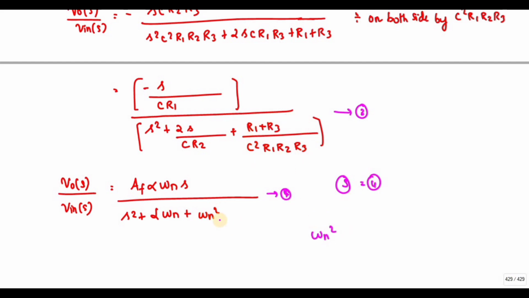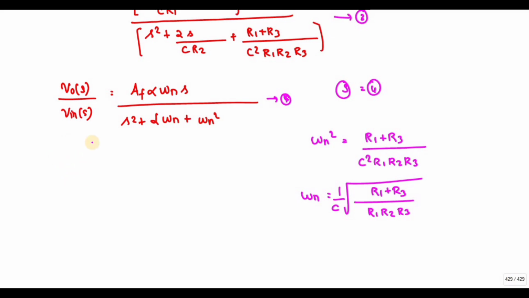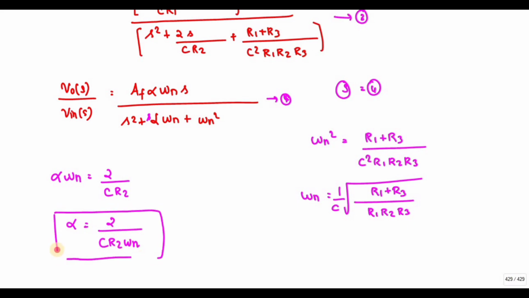So how does this omega n square look like? Omega n square is nothing but R1 plus R3 divided by C square R1 R2 R3. So the omega n value is nothing but root of R1 plus R3 divided by R1 R2 R3, times 1 divided by C. We know that alpha omega n is equal to 2 divided by C R2. So my alpha value is nothing but 2 divided by C R2 omega n, where the Q value is nothing but 1 divided by alpha.